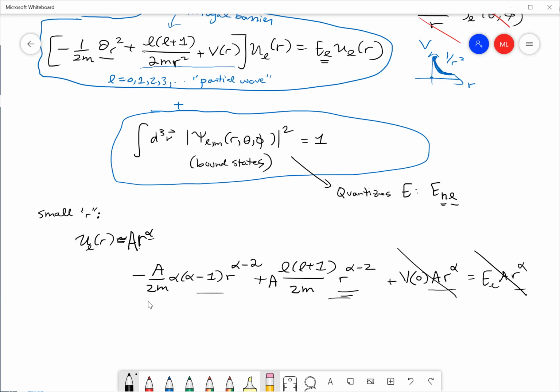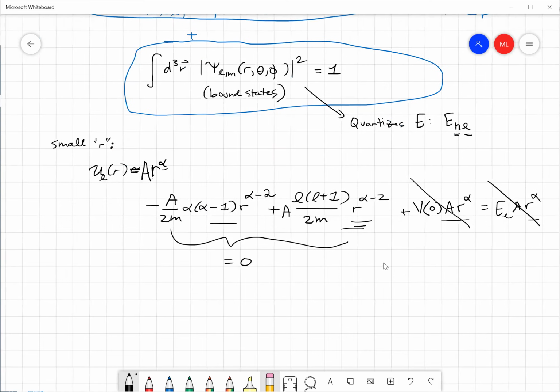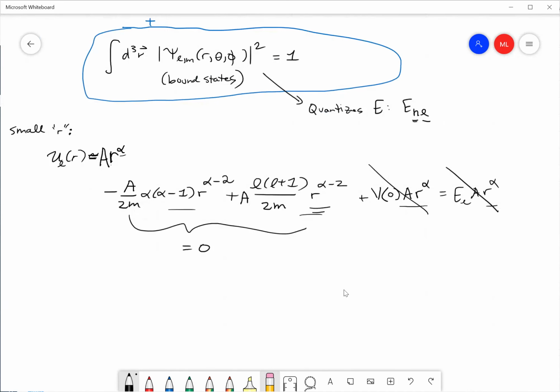So as r goes to 0, these two terms have to cancel each other out, so that these guys have to add up to 0, because these terms don't contribute. They'll be much smaller than these guys, which will be much larger. So what does that mean?